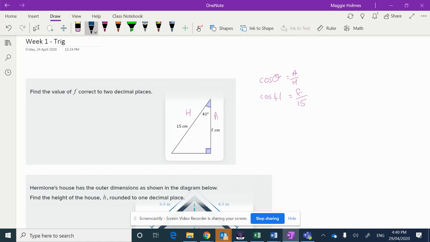And then we simply want to find what f is. We see that it's being divided by 15. So to undo that, we're going to multiply by 15 on both sides. Calculators out. 15 times cos 41 is 11.32, and there's more to it, but it says correct to 2 decimal places, so I'm stopping there because the next digit is a 0. So I'm not going to put that there. So that is equal to f. So there it is.